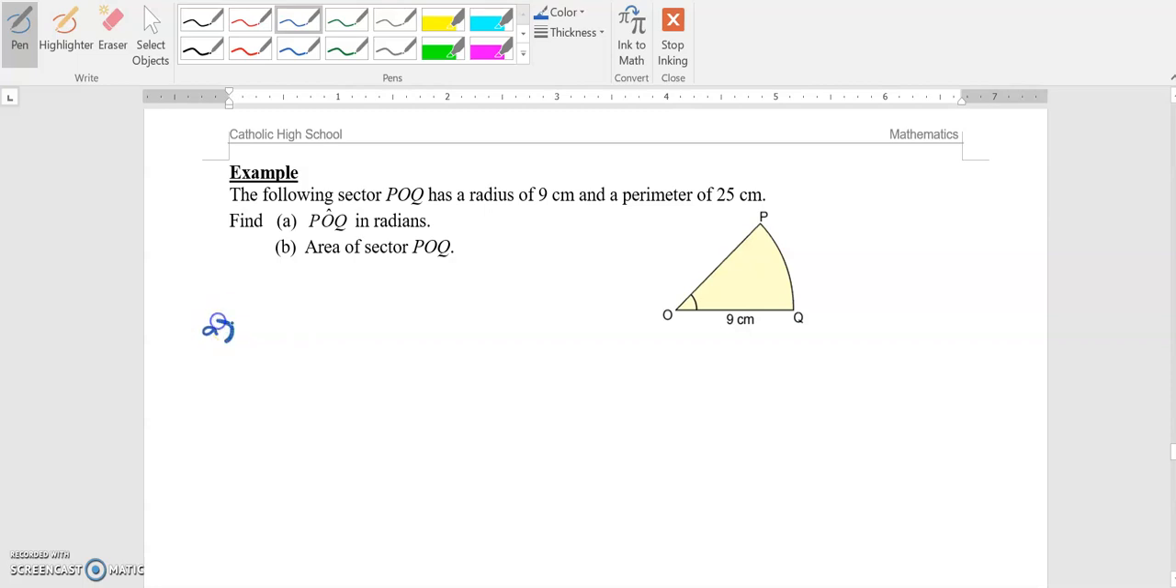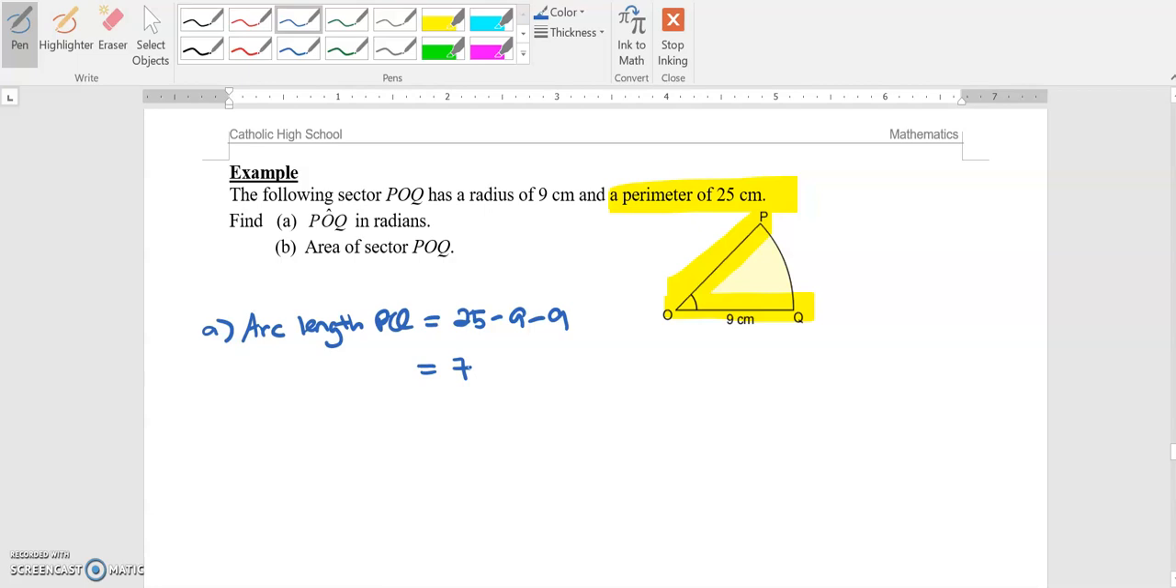Now, I know that my length of arc is given as PQ. I have my radius 9 cm at OQ, and I have a perimeter given to me at 25 cm. Well, don't be tricked by the diagram, perimeter versus the radius there. The perimeter of this sector actually has two radius, here and here. So in order to calculate the arc length PQ, PQ is actually 25 minus 9 minus 9, minus both radius. And that leaves me with 7.